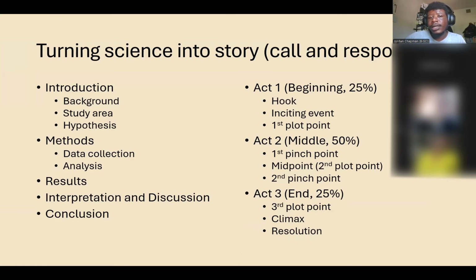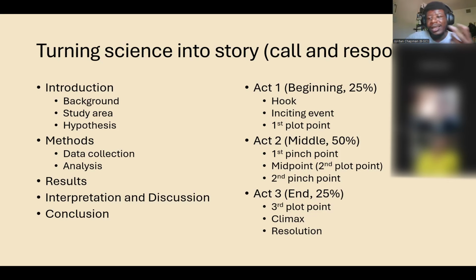So, turning science into stories can be pretty beneficial and pretty easy to do if you take a second to think about it. For example, on the left-hand side of the screen, I'm showing the general outline of a scientific paper. You start with the introduction, you might do a background on some of the science you're going to be talking about, the study area, and then you usually end with the hypothesis. Then the methods, results, interpretation and discussion as you interpret those results and that data, and then the conclusion as you wrap everything up.